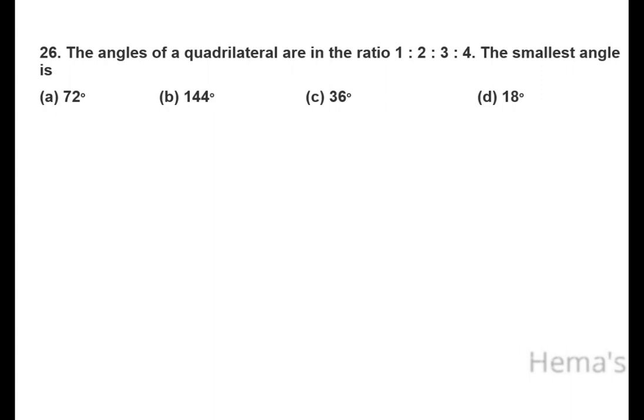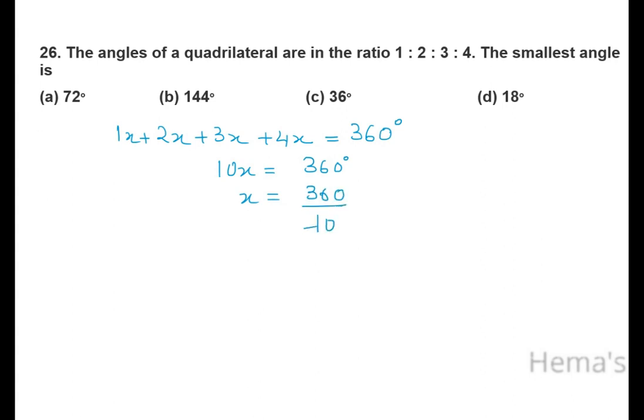The smallest angle is... Let us assume that the four angles of the quadrilateral are 1x, 2x, 3x, and 4x. We also know that the sum of all the interior angles of a quadrilateral is equal to 360 degrees. Therefore, 10x is equal to 360 degrees. X is equal to 360 divided by 10, that is equal to 36 degrees. So the smallest angle of the quadrilateral is x, and that is 36 degrees. Hence option C is correct.